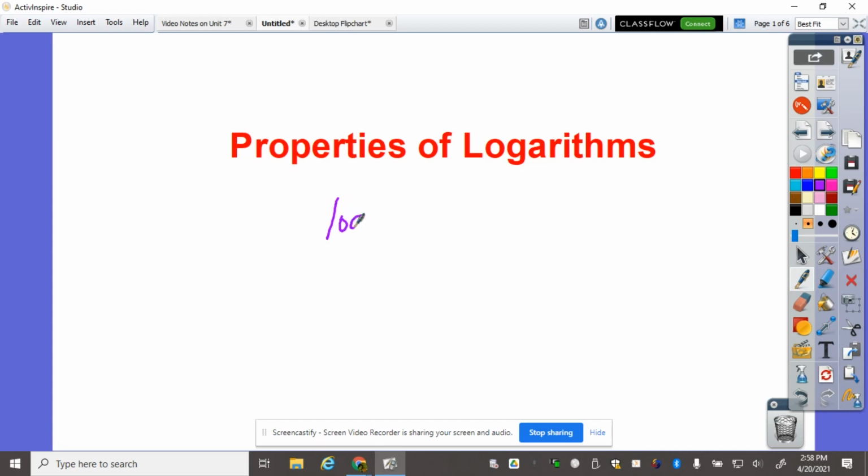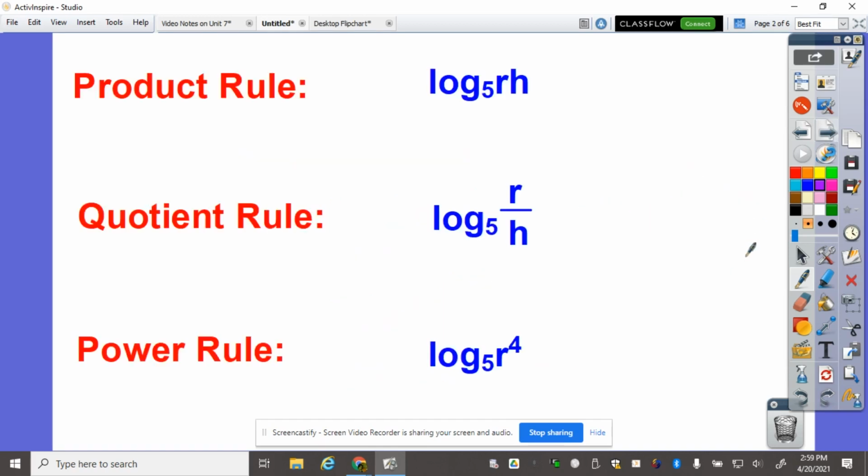The basic one, as a review: log of 8 with a base of 8, the answer is 1. Log of 1 to the base of 8, the answer is 0. The three main things are the product rule, quotient rule, and power rule.